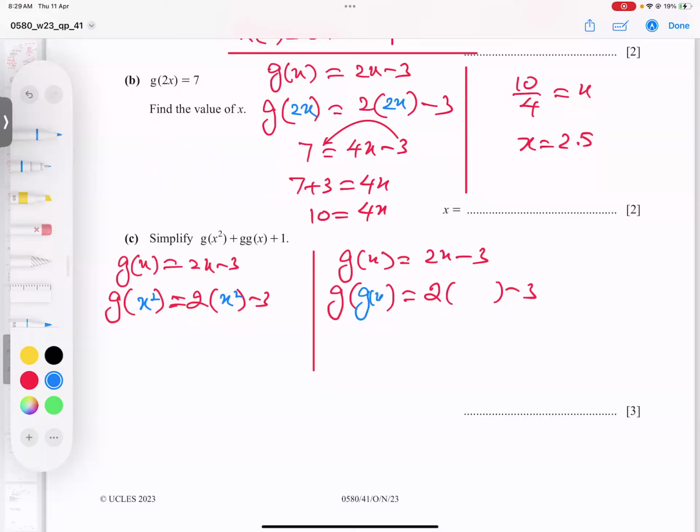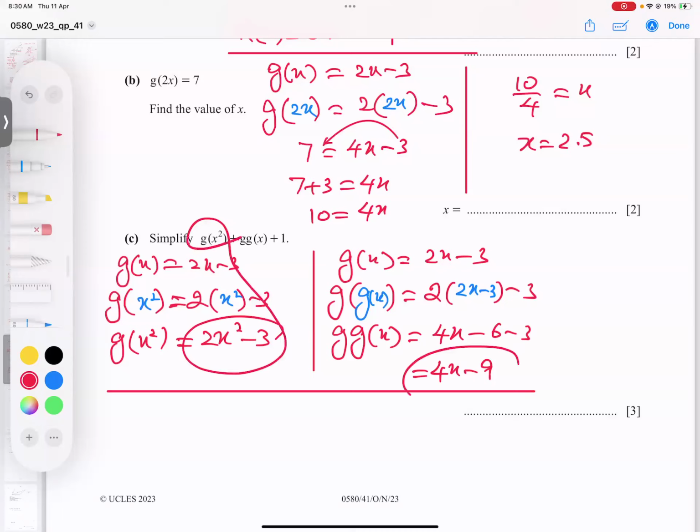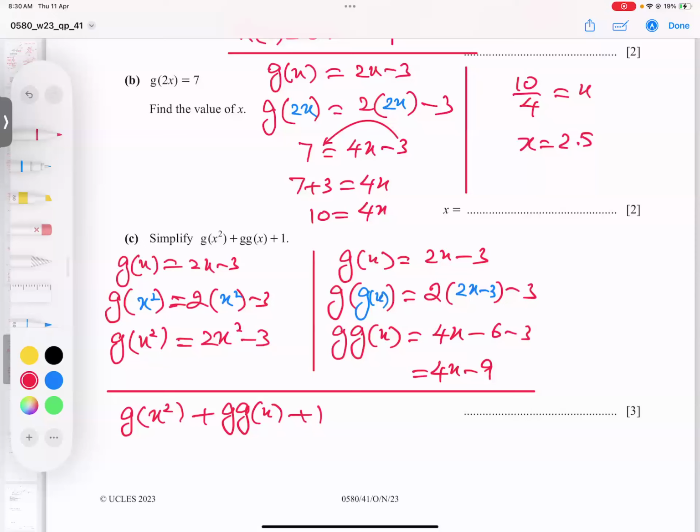So here I'm writing g of x. I mean function name on the left-hand side, function value on the right-hand side. So this is g of x square. I got ultimately 2x to power 2 minus 3. And here I got g of x. So 2 2s are 4x and 2 3s are 6. So minus 6 and minus 3, it becomes 4x minus 9. Now I'm going to make a line here, and this value I will plug in here, and this value will plug in here and get the answer. So it means g of x, this one, g of x plus 1. This value is this one, so I'm copying it here.